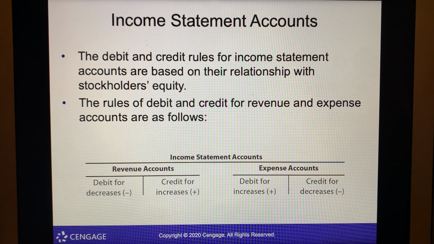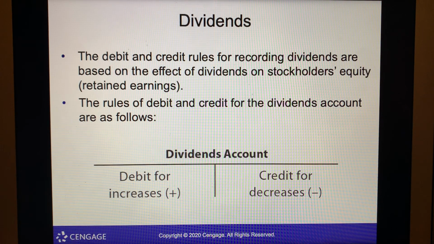And those are specific to the income statement. There are also contra accounts, like I mentioned, but I won't get into this. Accumulated depreciation is actually a contra asset because it decreases, and I'll show you that later. Dividends: debit for an increase, credit for a decrease.